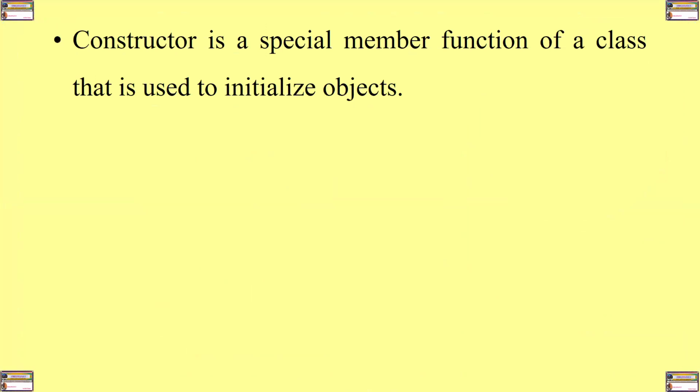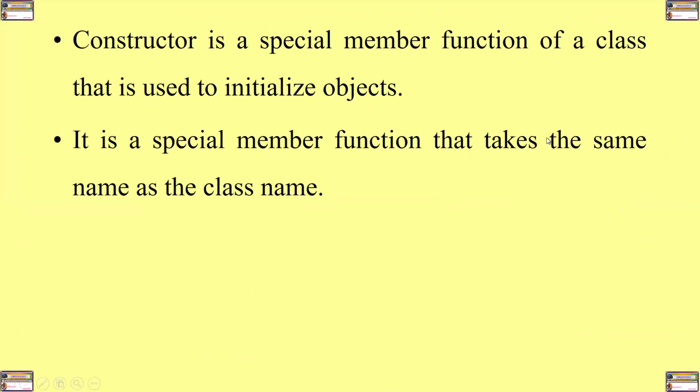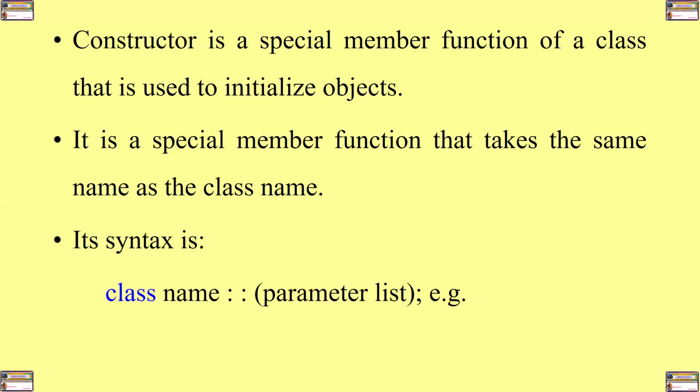A constructor is a special function of a class that is used to initialize objects. It is a special member function that takes the same name as the class name. In other words, when we talk about a constructor in object-oriented programming, we are referring to that function that has a name similar to the name of the class. For example, if you have a class called X, then the constructor also is called X.